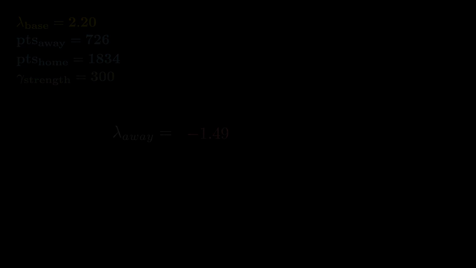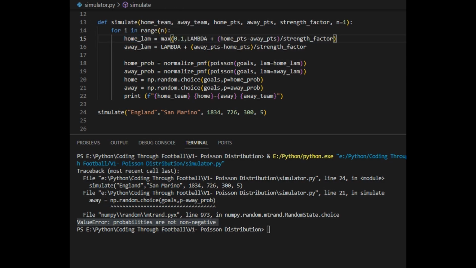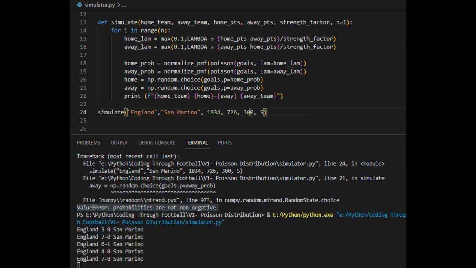To resolve this, we impose a lower bound on lambda. Setting lambda equal to 0 is not an option because it would collapse the entire probability distribution to 0 goals. Instead, we clamp lambda to a small positive value using the max function. This ensures that lambda always remains valid while still allowing the model to reflect large differences in team strength. After applying this constraint, the simulation produces realistic match outcomes once again.